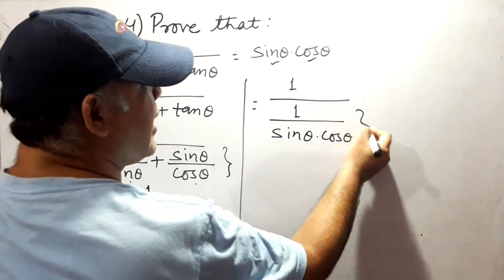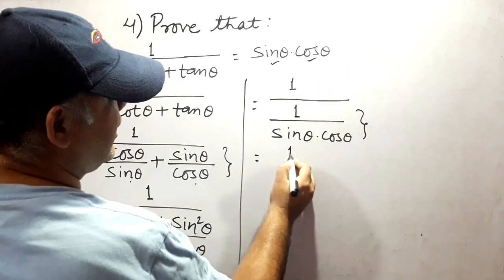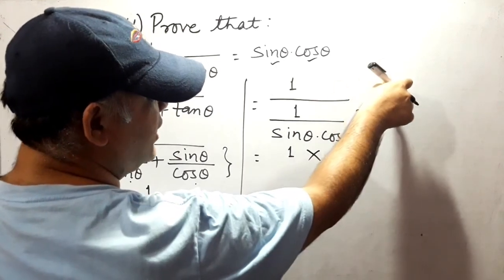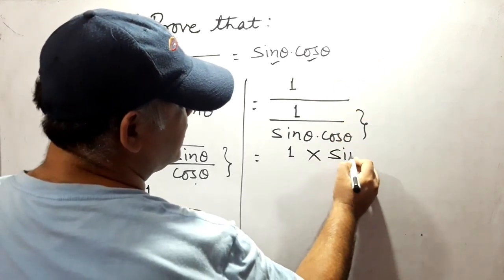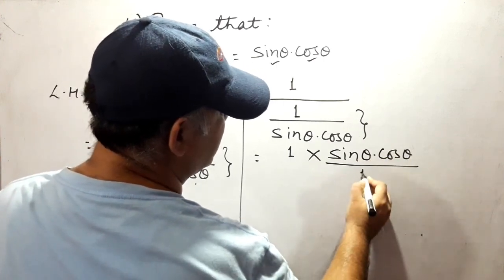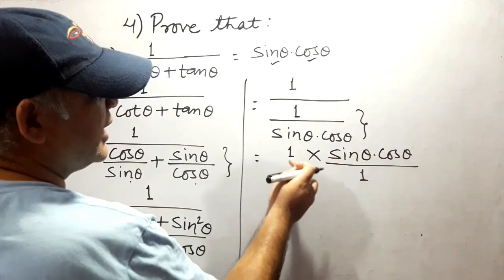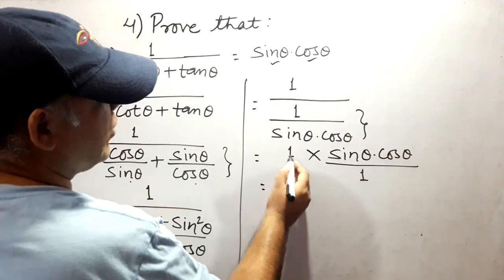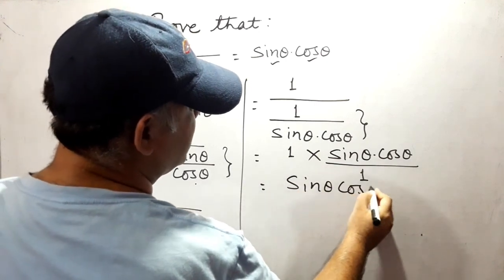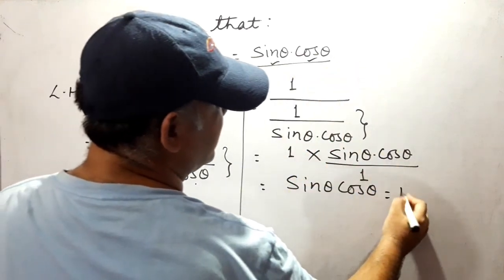When this lower part goes up, it becomes reciprocal. Now we can write it as 1 into, now it is reciprocal. When it goes up, it becomes sin theta into cos theta by 1. No need of cancelling this one and this one, since their product would be the same thing. So 1 into sin theta into cos theta by 1, no need to write. So we got our right hand side.